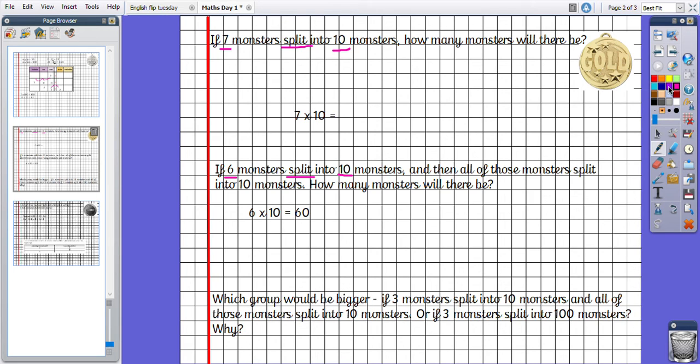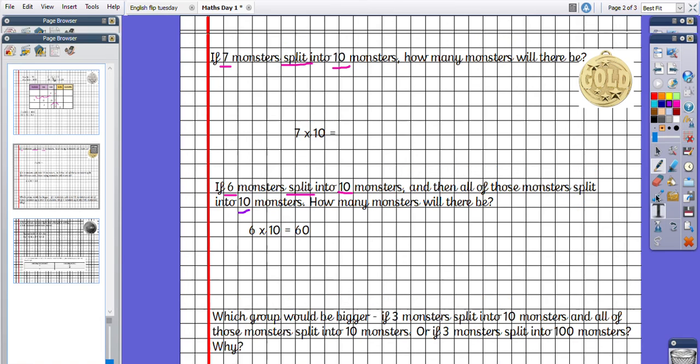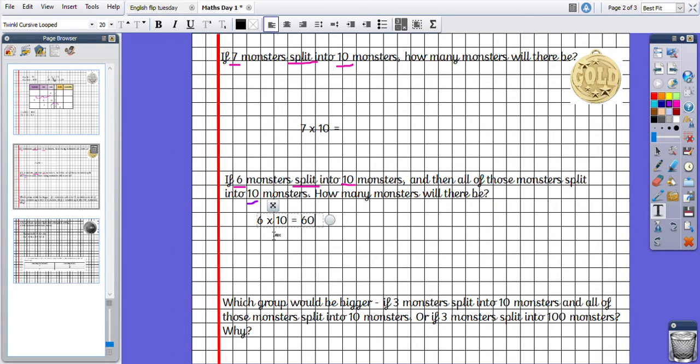It then says, so that's step 1, 6 monsters split into 10 monsters. All of those monsters split into 10 monsters. So I know that I need to take my answer, which is 60, and I need to times that again by 10, which would make 600. So I would have 600 monsters.